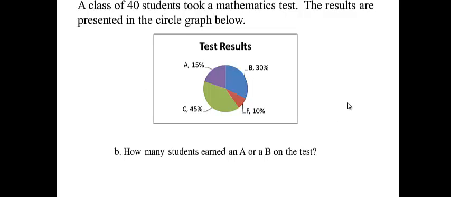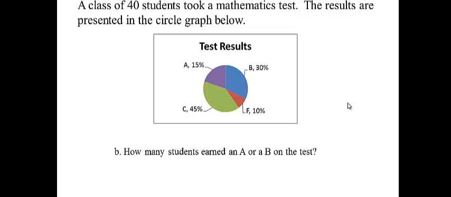Let's look at the question. A class of 40 students took a mathematics test. The results are presented in the circle graph below. How many students earned an A or a B on the test? To determine this, we need to know what percentage we are dealing with. According to our graph, students who earned an A were 15%. Students who earned a B were 30%. So if we're talking about A or B, it means one or both.